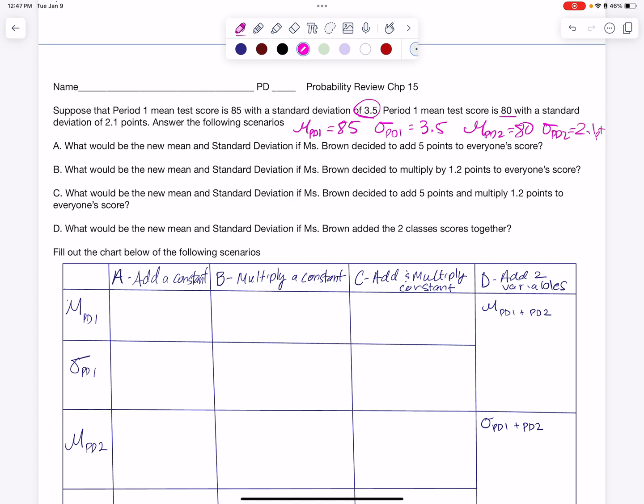And their points. Remember, the mean and the standard deviation do have units, so make sure that you have those labeled for your test. Okay, the first one says, what would be the new mean and standard deviation if Miss Brown decided to add 5 points to everybody's score?